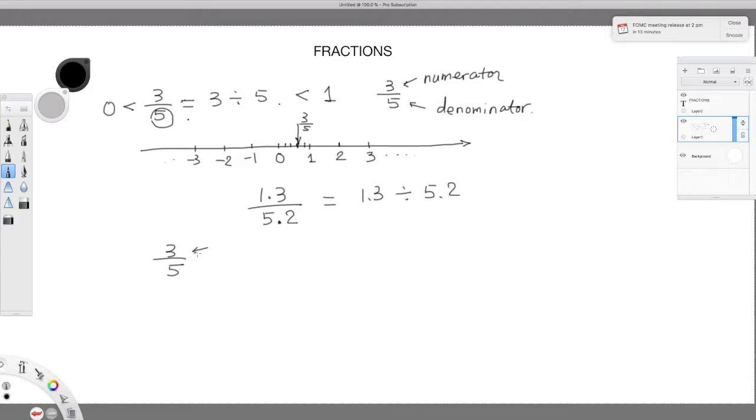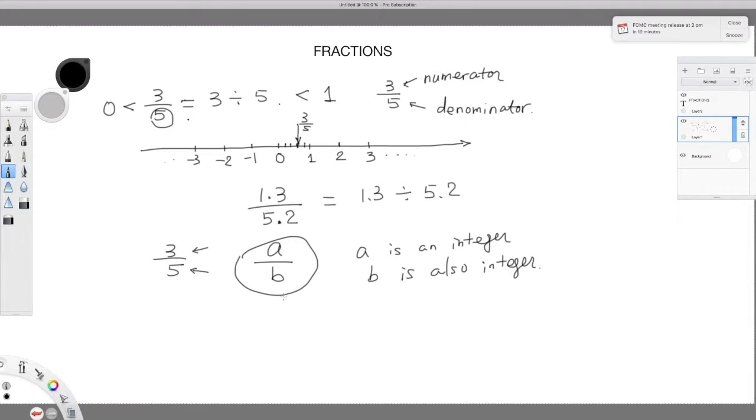So we are assuming the numerator is an integer and the denominator is also an integer. Let me write down the usual format: a over b. A is an integer. B is also an integer. Later you will know that this form, where A is an integer and B is an integer, is also known as rational numbers. But here we're going to use fractions and rationals almost interchangeably. So we're going to focus on this form: A over B, A is an integer, B is an integer, and we call it a fraction.